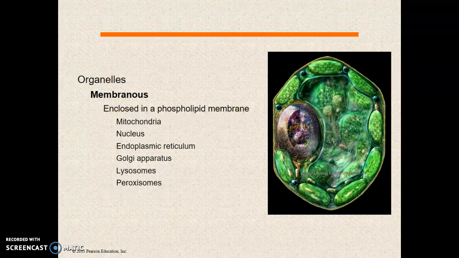Membranous organelles are enclosed in a membrane. The membrane is just like the membrane that encloses the cell. It's made of phospholipids. Examples of membranous organelles: mitochondria, the nucleus, endoplasmic reticulum or ER, Golgi apparatus, lysosomes, and peroxisomes. These are all of the membranous organelles that we're going to talk about in this chapter. This picture here is of a plant cell because these are chloroplasts that are enclosed in a membrane. A plant cell might have hundreds to thousands of chloroplasts.